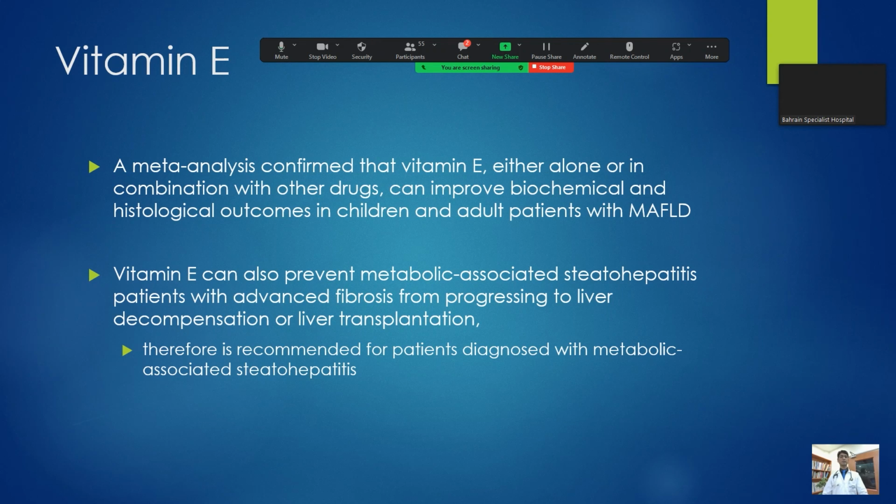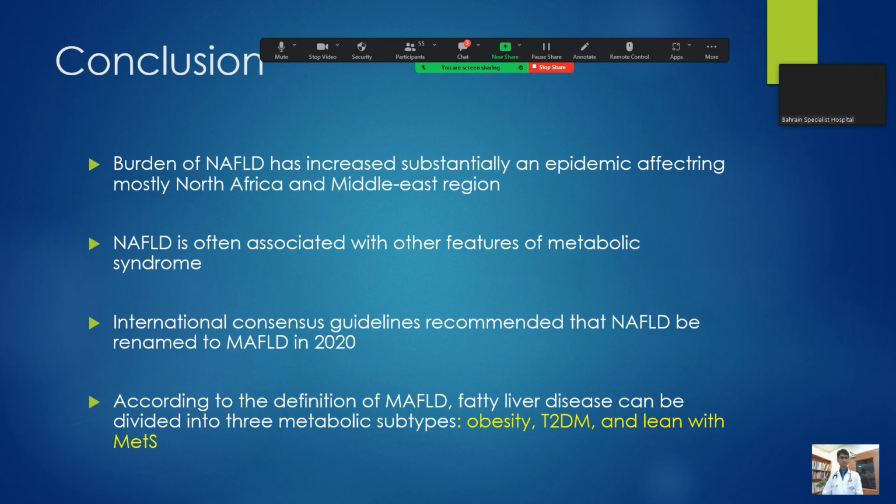Vitamin E can also prevent metabolic associated steatohepatitis patients with advanced fibrosis from progressing to liver decompensation or liver transplantation. It's recommended for people who have NAFLD but no diabetes. And one clause as per AASLD or EASL guidelines is that the patient should have biopsy-proven NASH to use this. But long-term side effects are there. It is said that vitamin E itself is related to bladder cancer. So long-term use is also questionable in that situation.